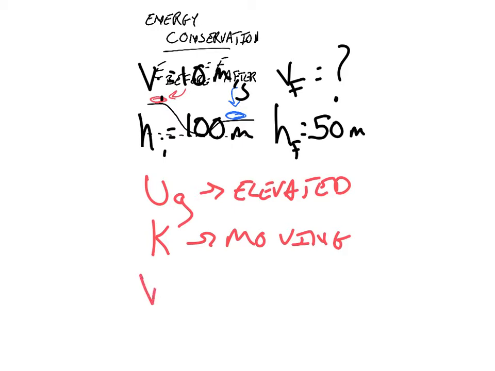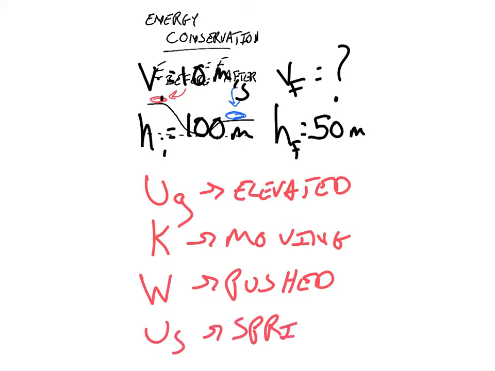Is it pushed? Now, if it's pushed in the same direction that it's moving, then that's positive work. We add it. If it's being pushed in the opposite direction of its motion, then that's negative work. It's losing energy, so we would subtract it. And then the other type of energy is springs. So if it mentions anything about a spring, then we'd add in the spring energy.